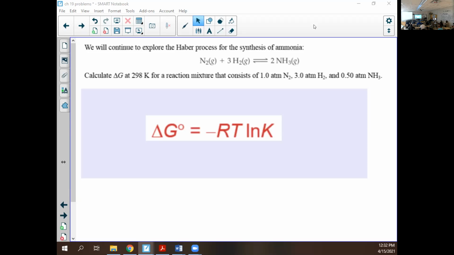The coefficient. It becomes the exponent.